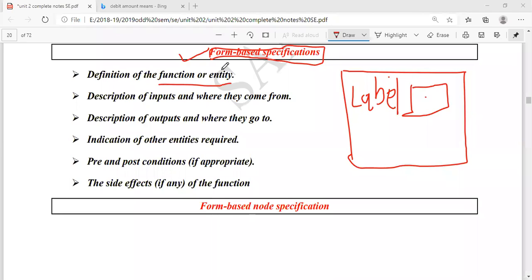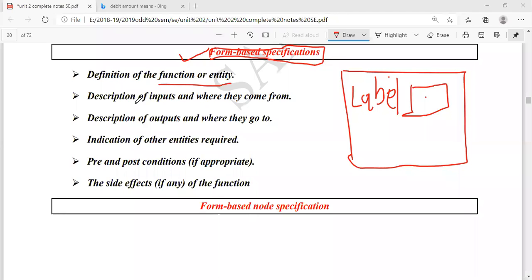So all these are called entities. In form-based specification, a more standard approach is followed to maintain the documentation. That more standard way is nothing but defining the functionality or identifying the entities of your software or project. All right. Next is description of inputs.